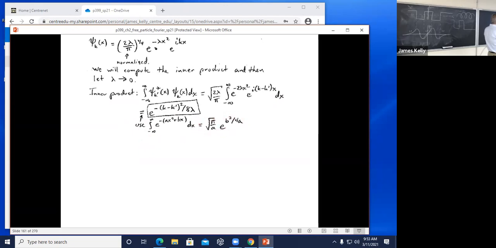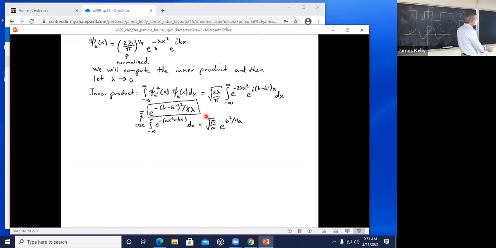We used this on one of the worksheets earlier too. In any case, you have to use some technical integrals, but here's the results. This is the inner product between those two functions. And now we want to see what's happening as lambda goes to 0. That's taking the Gaussian envelope wider and wider. So let's think about what happens.